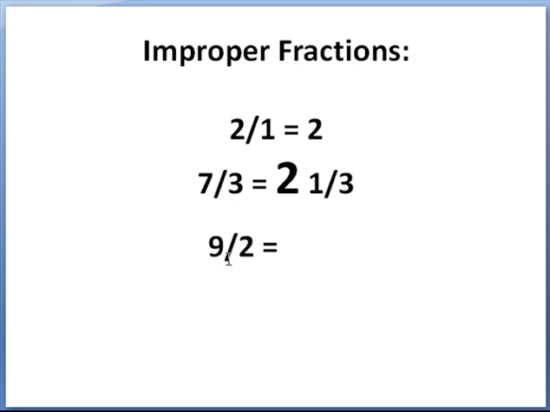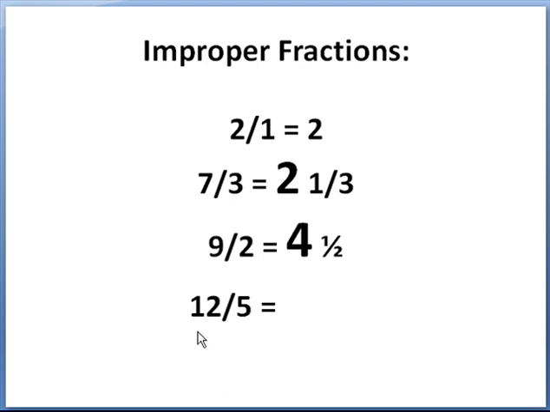Alright, let's take a look at 9/2. How many times will 2 go into 9? It will go 4 times, and 4 times 2 is 8. That would leave us with 1/2 left over. 1 over 2, we're dealing with halves, and so that would give us 4 and 1/2. You can check yourself by saying 2 times 4 is 8, plus 1 is 9. We're dealing with halves.